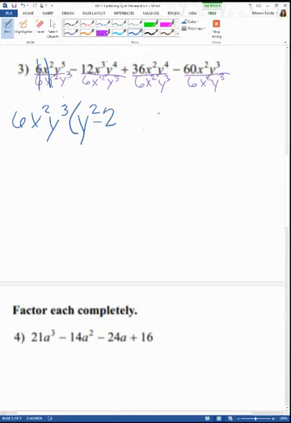X cubed divided by x squared. I'm subtracting 3 and 2, so I end up with just 1x. Y to the fourth divided by y cubed, and I'm subtracting 4 minus 3. I end up with 1y.